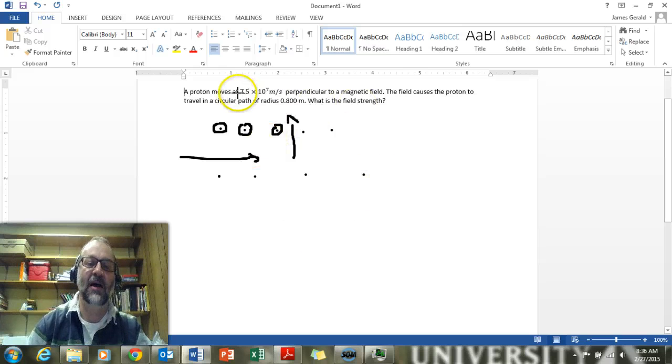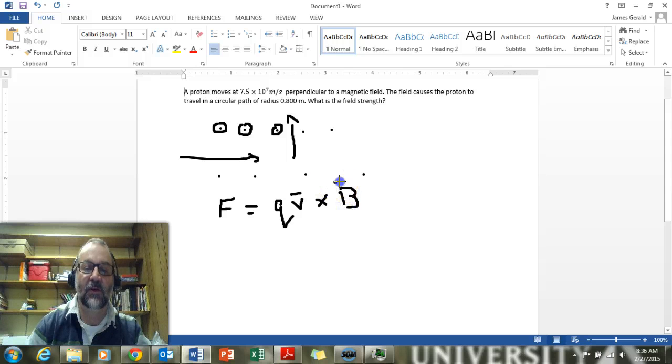So let's look at the problem we have here. A proton moves 7.5 times 10 to the 7th meters per second perpendicular to a magnetic field. The field causes the proton to go in a circular path of radius 0.8 meters. What is the field strength? Well, what are the forces on the proton? The only force on the proton is from the magnetic field. So force equals the charge times its velocity crossed with the magnetic field. So this ends up being just QVB.